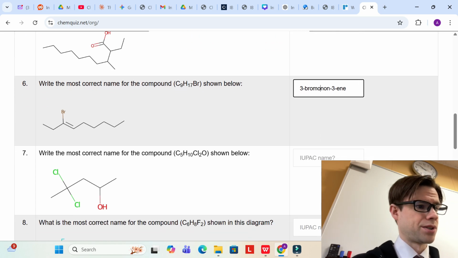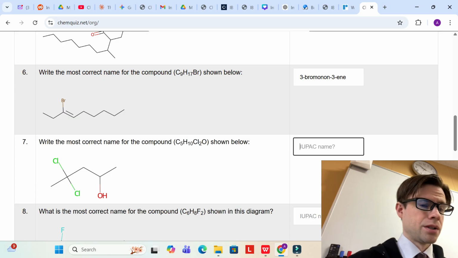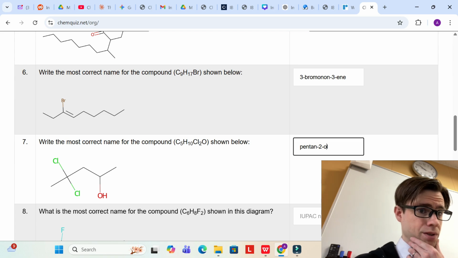Should be done. Number 7, most correct name for this. Alcohol, highest priority functional group. Then longest chain, 1, 2, 3, 4, 5. So this will be pent. Keep that alcohol low. Pent and 2-ol, I believe.